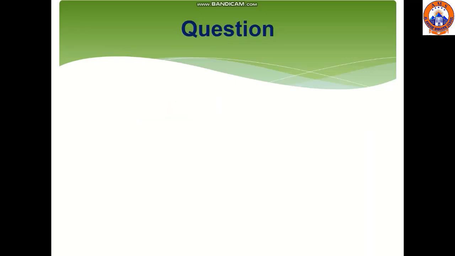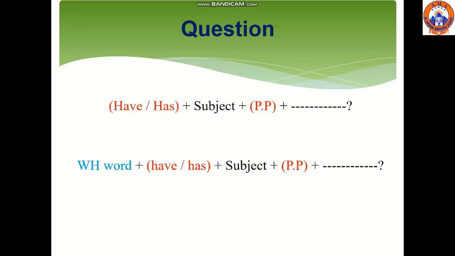The question. We have 2 types of questions. The yes-no question, which is formed as have or has plus subject plus PP and the rest of the question, then question mark. The second type is WH question words. We use the WH word, which are what, where, when, how often, who, how, and so on, plus have or has, plus subject, plus PP, then the rest of the sentence, and please don't forget the question mark.